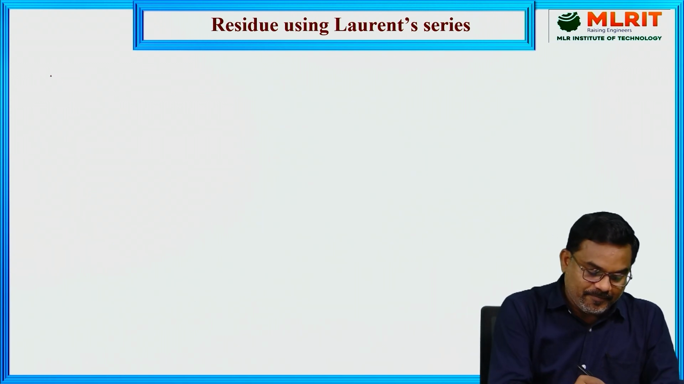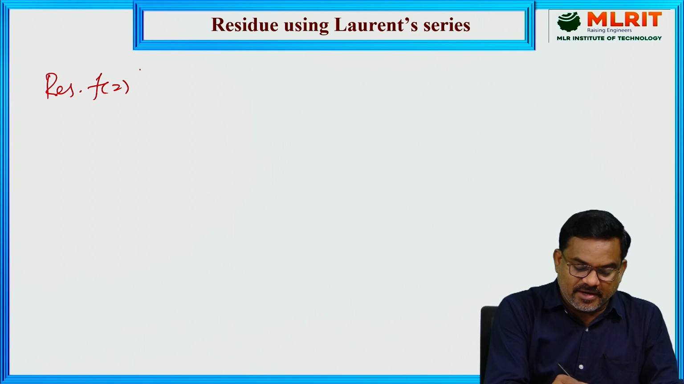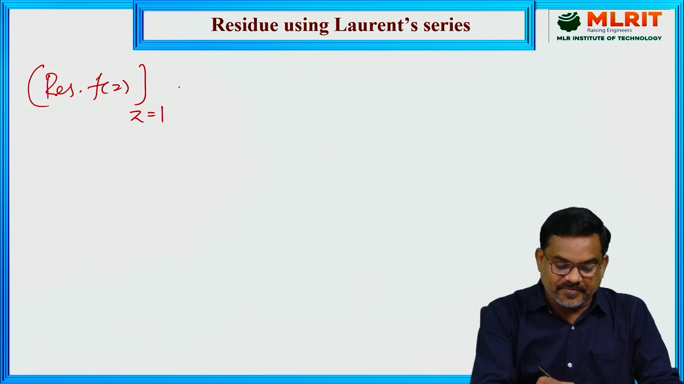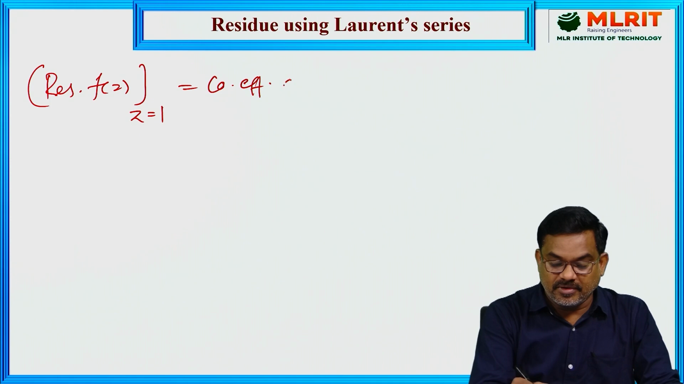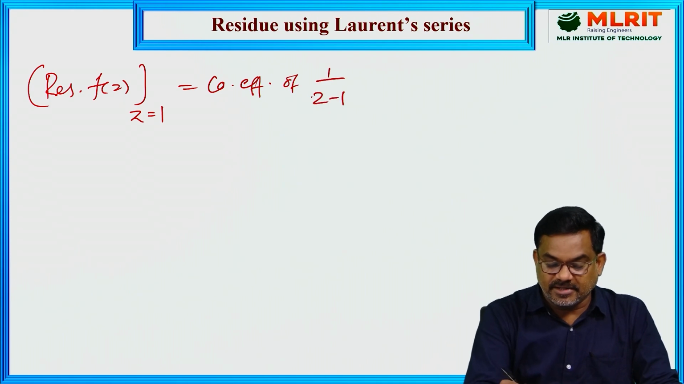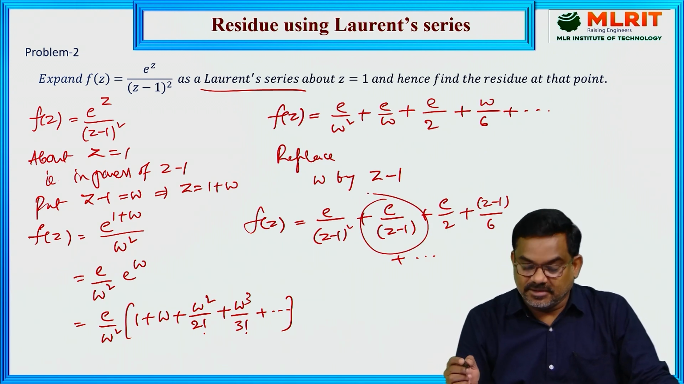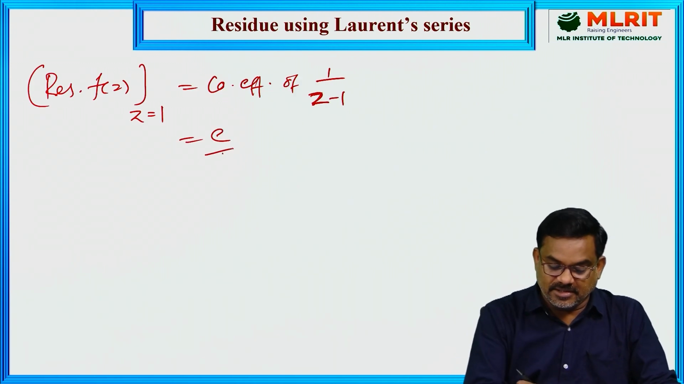So therefore, now we are calculating residue of f at z equal to 1, which is the quotient of 1 by z minus 1. Now, where is that 1 by z minus 1 term? That is e. So, the answer is e.